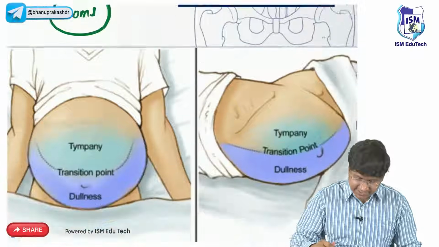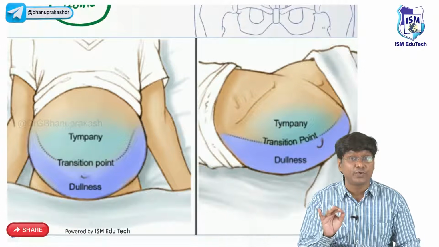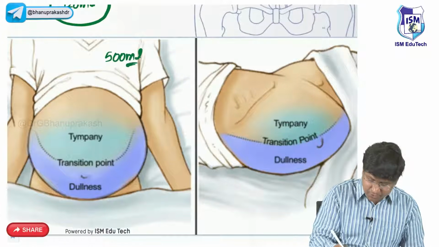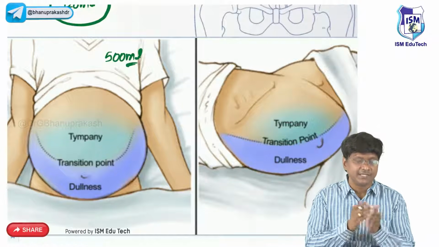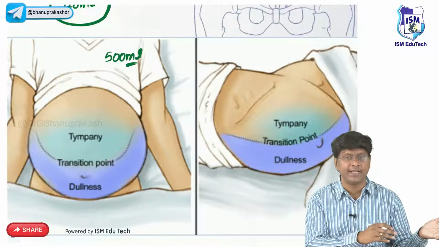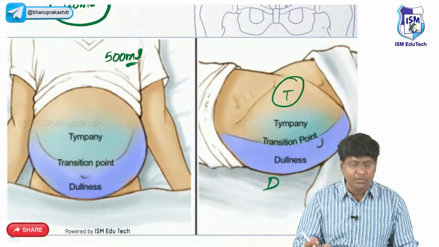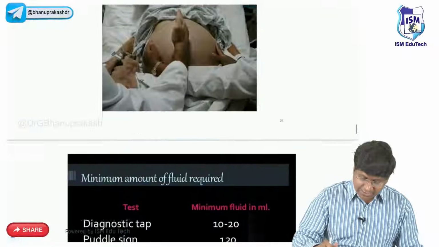Next important is the shifting dullness. What should be the quantity of fluid to get shifting dullness? The quantity of fluid should be around 500 ml. That is simple. You shift the patient to one side, the fluid shifts from one flank to the other flank, so you get a tympanic note on the opposite side and a dull note on the side where the individual has been lying. That is your shifting dullness.